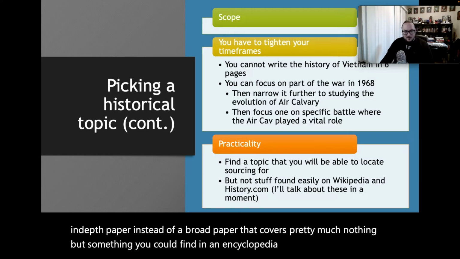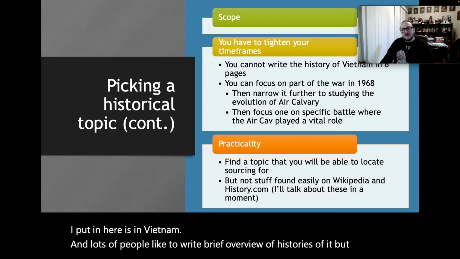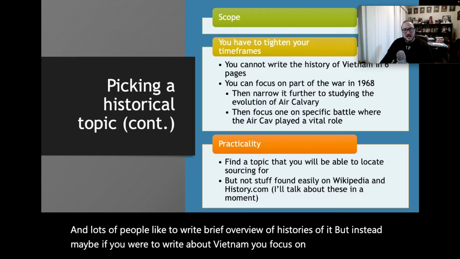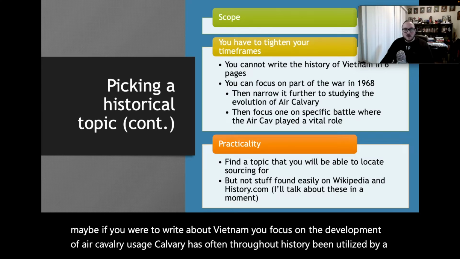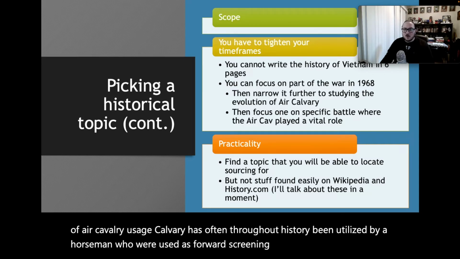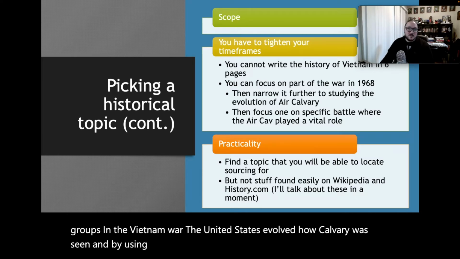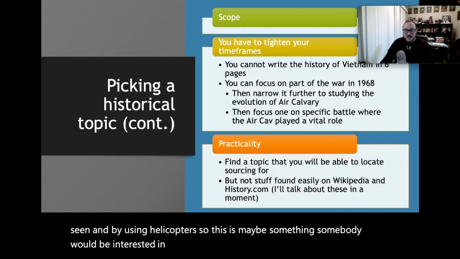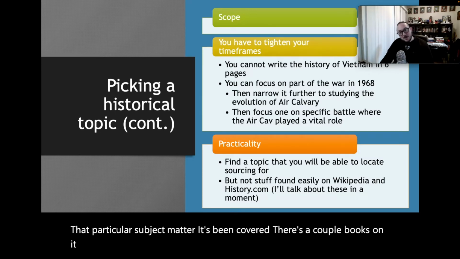Okay. One of my ones that I put in here is Vietnam. Lots of people like to write brief overviews of its history, but instead, maybe if you were to write about Vietnam, you focus on the development of air cavalry usage. Cavalry has often throughout history been utilized by horsemen who were used as forward screening forces, or by light armor groups. In the Vietnam War, the United States evolved how cavalry was seen by using helicopters. So this is maybe something somebody would be interested in studying in depth a little more. Now, that particular subject matter has been covered. There's a couple books on it, so that might not be a good idea to do.